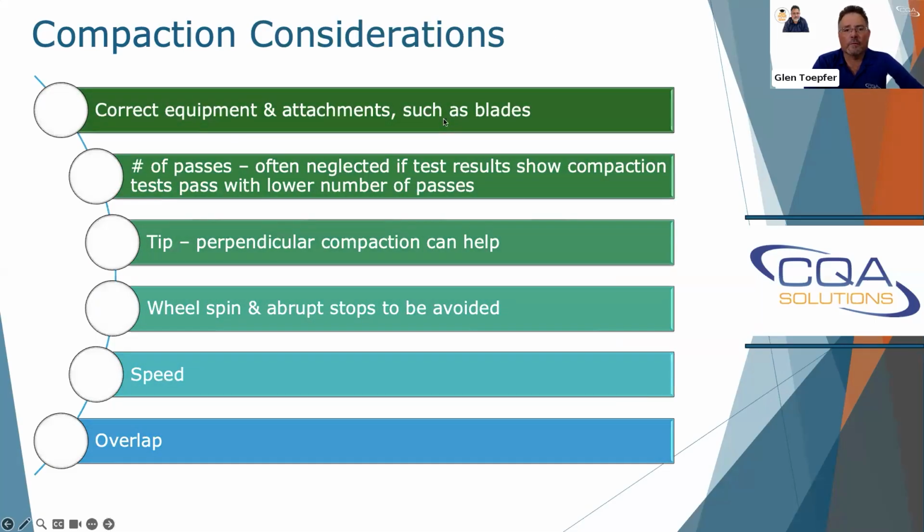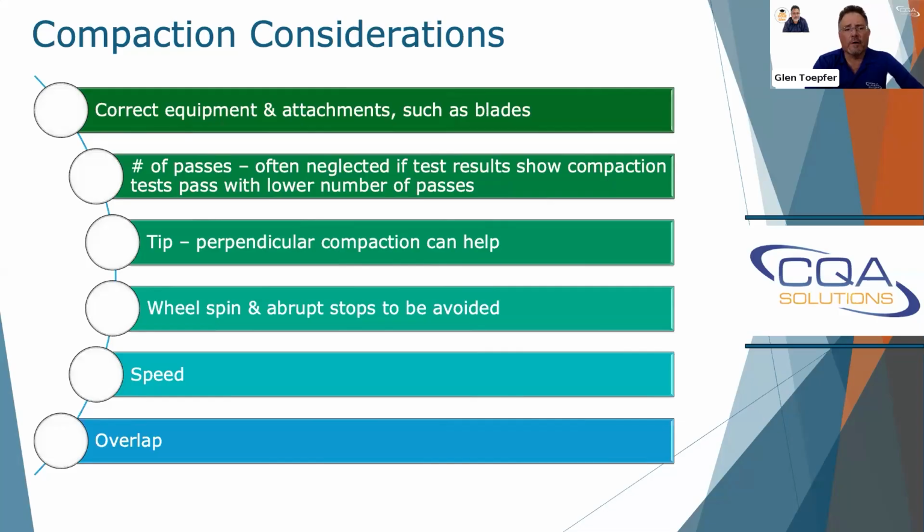It needs to have the correct attachments, such as blades on your 815, 825. They're all designed to operate with those blades on, and those blades have a lot of weight and balance the machine out. Same thing with those drums. If they need to have ballast, some type of fluid or sand put in them, they need to be in there. Number of passes often is neglected.